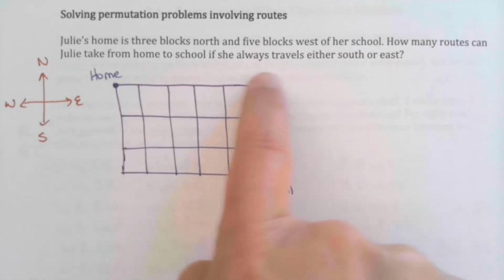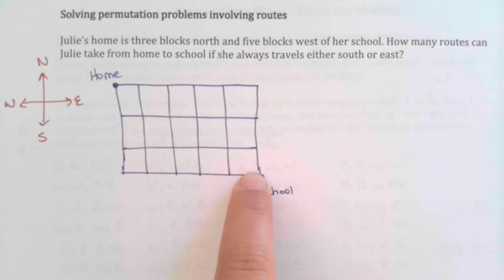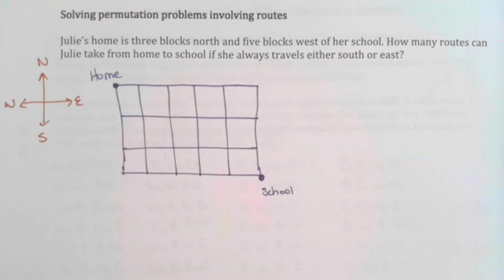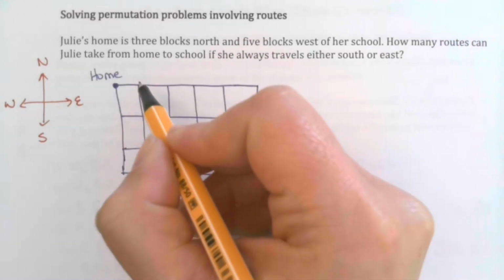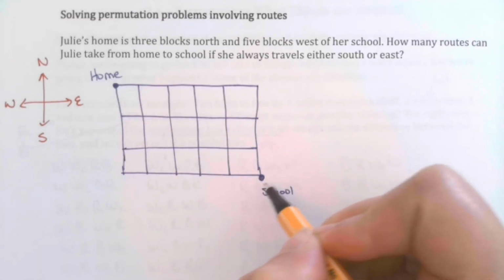So all we do is we draw a 5 by 3 grid. We label the 2 pieces, or the 2 starting and ending points. And then it says, how many ways can she go from home to school if she always travels east or south? So we're starting at her home. What we have to do is figure out how many ways there are for her to get to each intersection, all the way across until we get to the school.